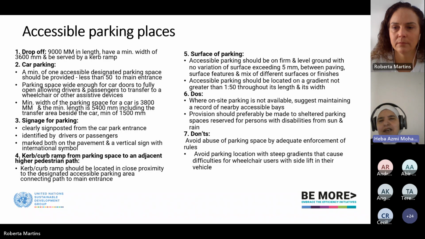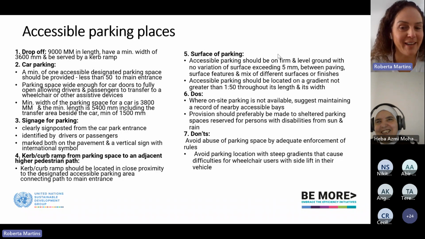Where on-site parking is not available, be sure to have a list of nearby accessible parkings and make sure that these parkings are sheltered from weather elements like sun or rain and water, because when the floor is wet, it's slippery, and this could cause a lot of accidents. Next slide, please. The slide of the outdoor facilities.